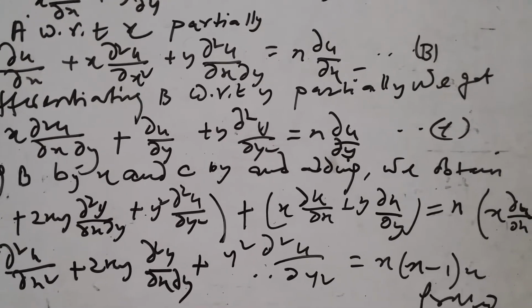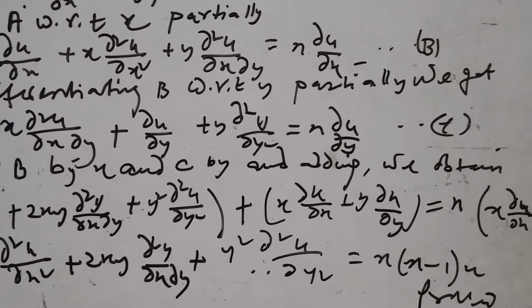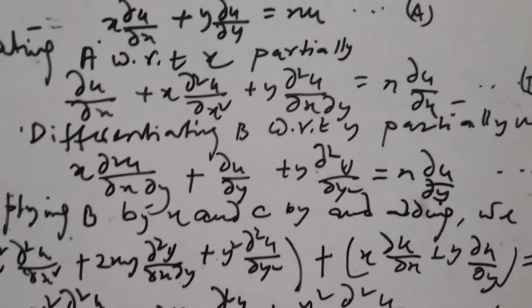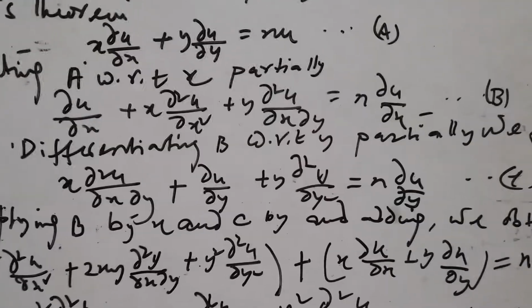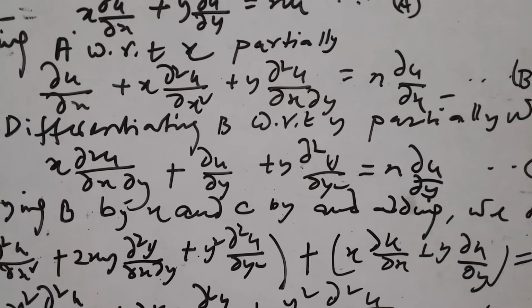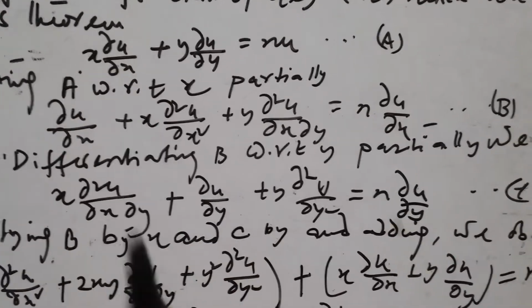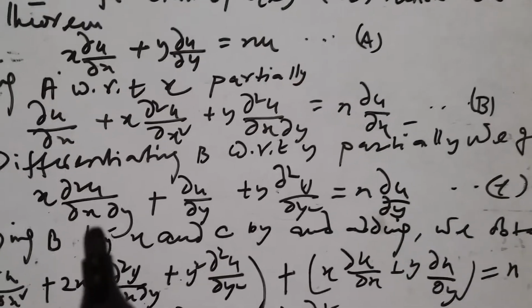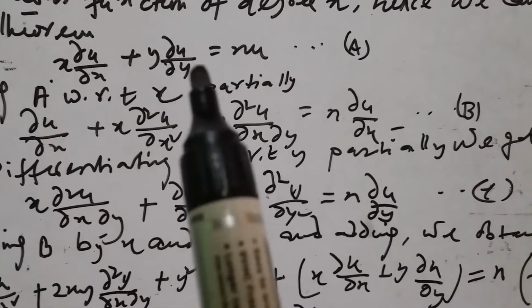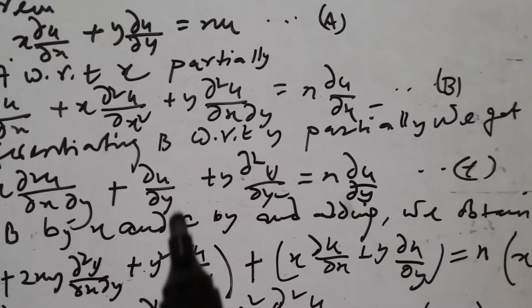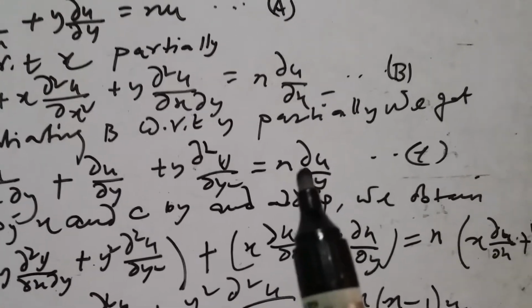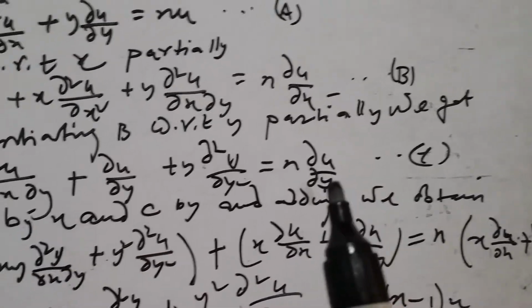If you differentiate with respect to y, you get x del 2u by del x del y plus del u by del y, and here y into del 2u by del y square equal to n del u by del y.